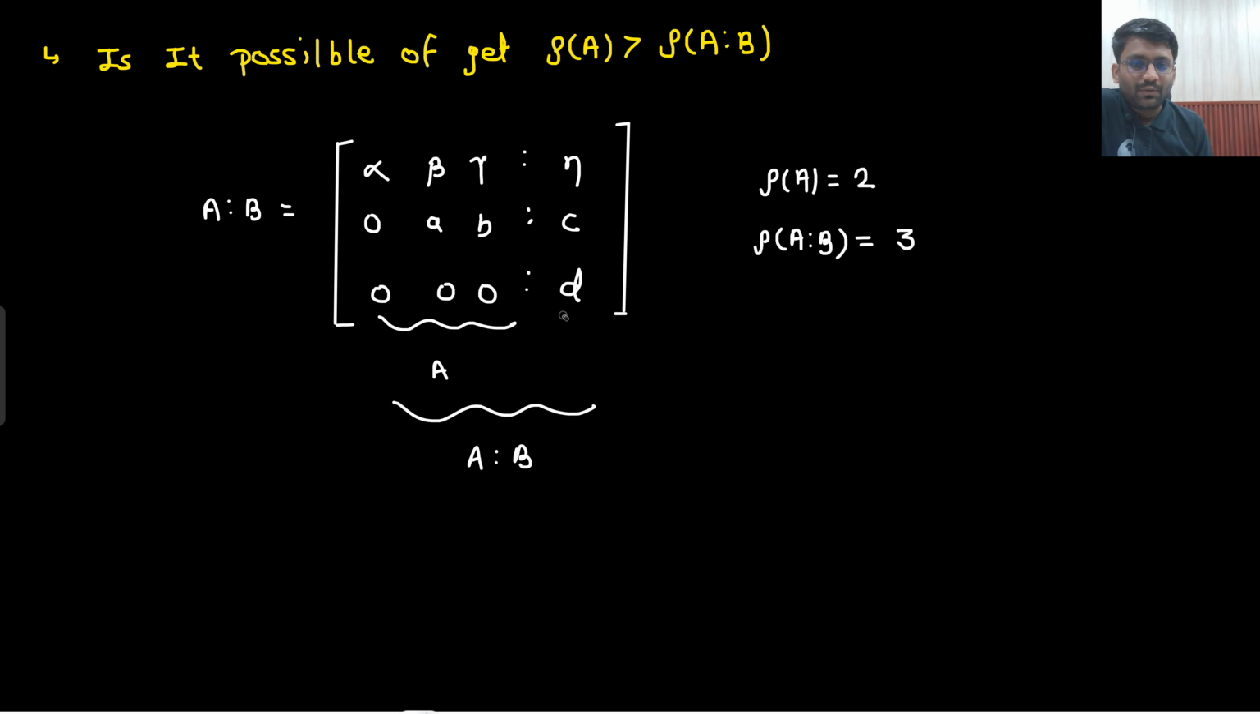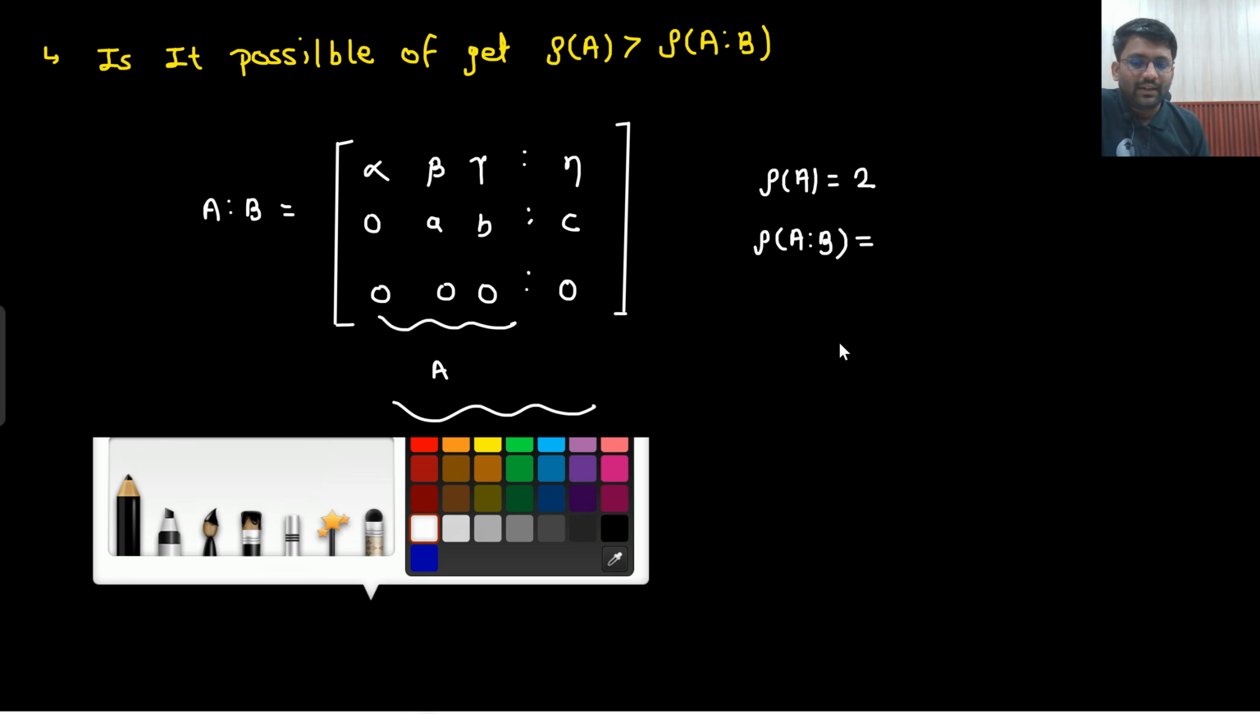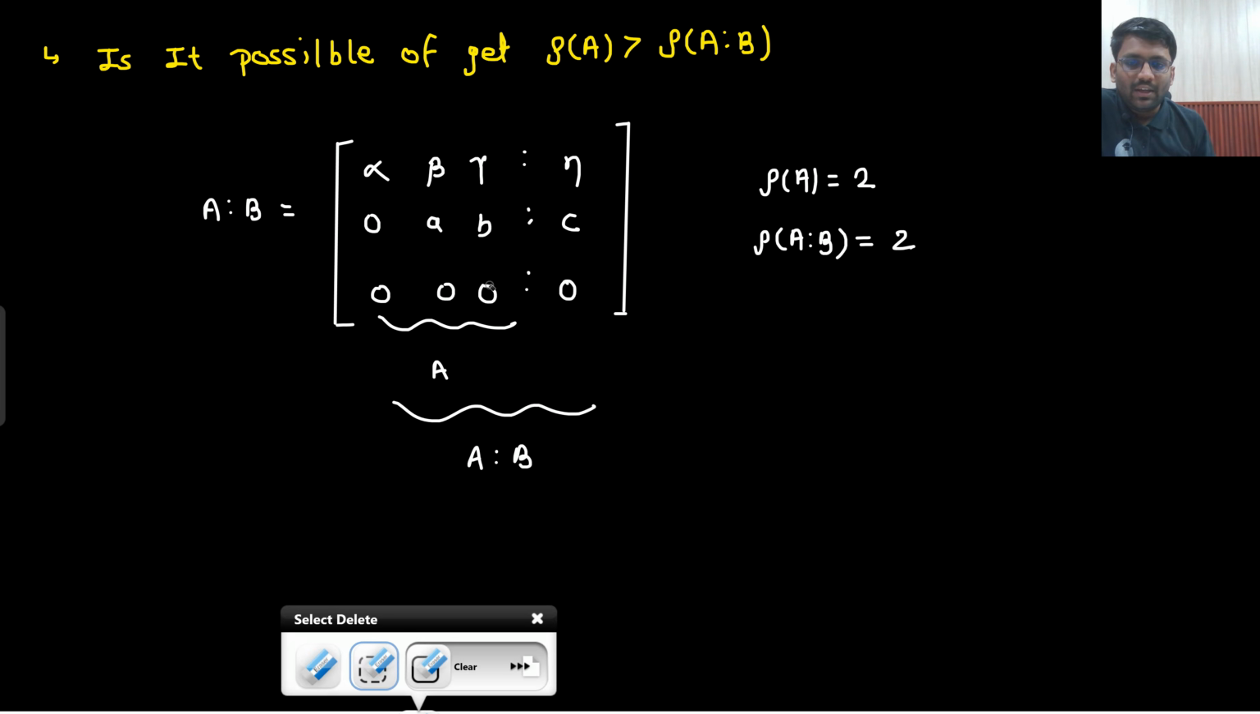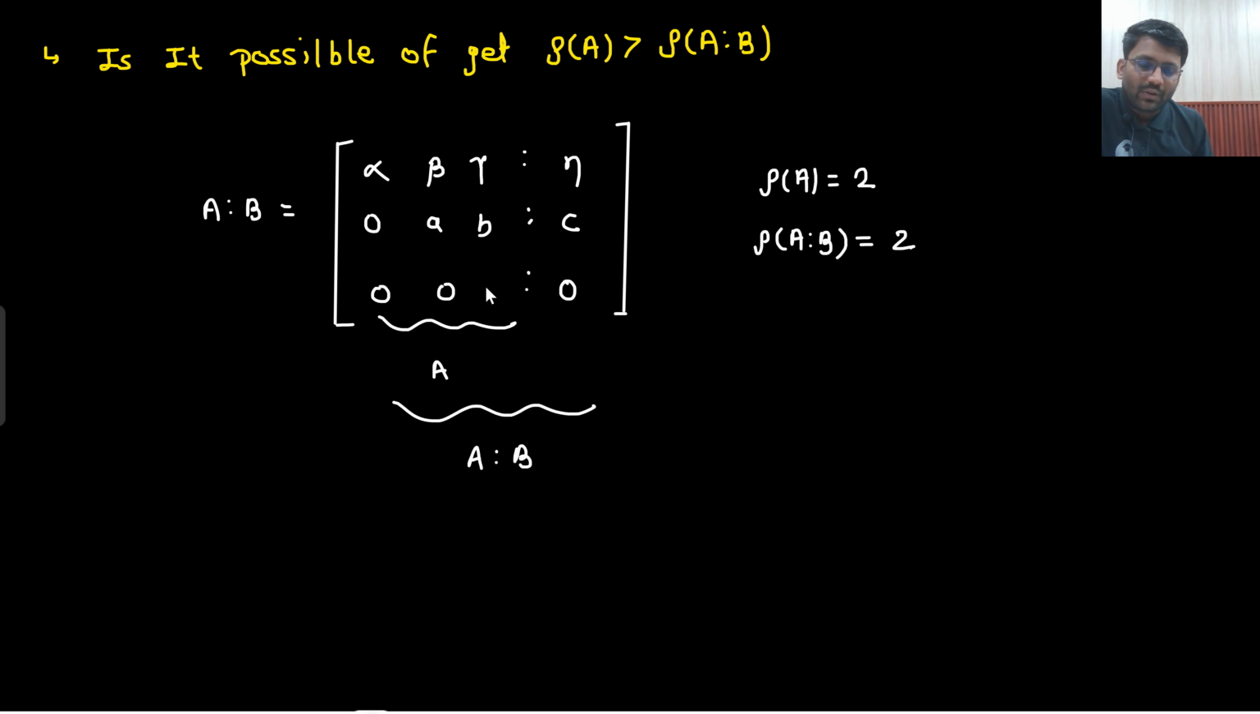And what if it is 0? Then what will be the rank of A augmented B? Sir, that will be 2. That is equal. So sir, again my target was rank of A should be greater. So someone would say that, sir, you keep this as non-zero. You keep this as M. Let me know what is the rank of A here.